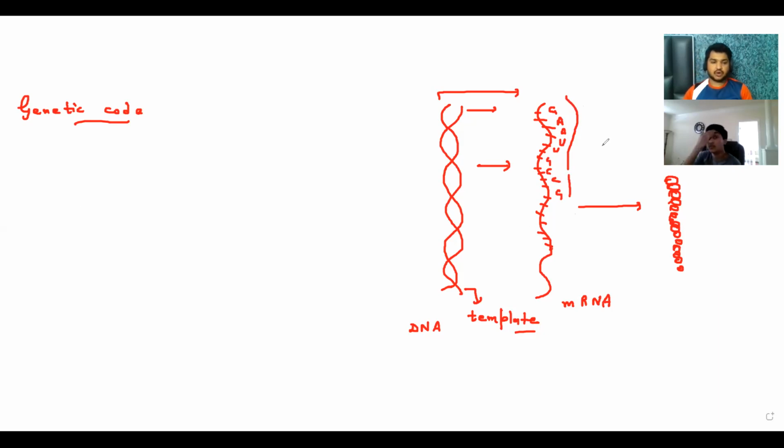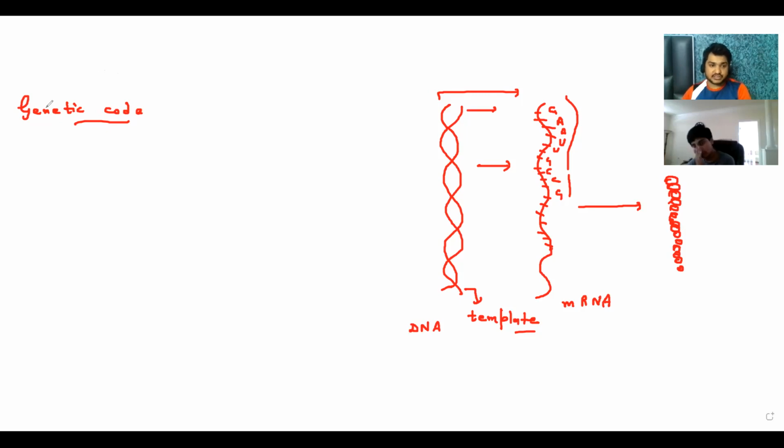So genetic code is, just tell me, your mom, your dad, and you. Your genetic code on the mRNA or in the DNA, is it almost similar or different? Similar, but there is a condition. Your mom's DNA and your dad's DNA are different because they are from different families. But your DNA, your brother's DNA, your sister's DNA, it is almost the same because you all are from the same family, right?